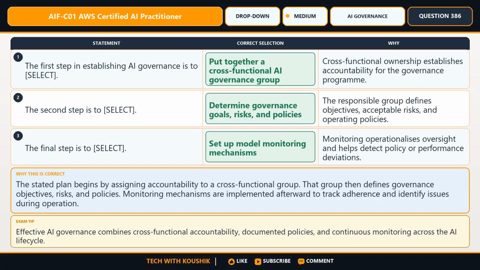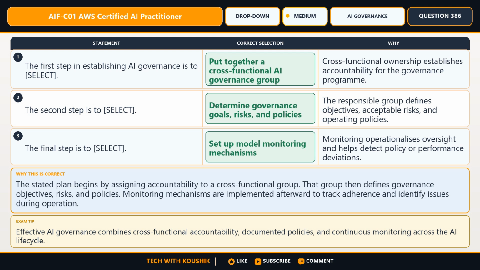Question type, drop-down. The correct answer is 1. Put together a cross-functional AI governance group. 2. Determine governance goals, risks, and policies. 3. Set up model monitoring mechanisms. Here is why this answer is correct. The stated plan begins by assigning accountability to a cross-functional group. That group then defines governance objectives, risks, and policies. Monitoring mechanisms are implemented afterward to track adherence and identify issues during operation.